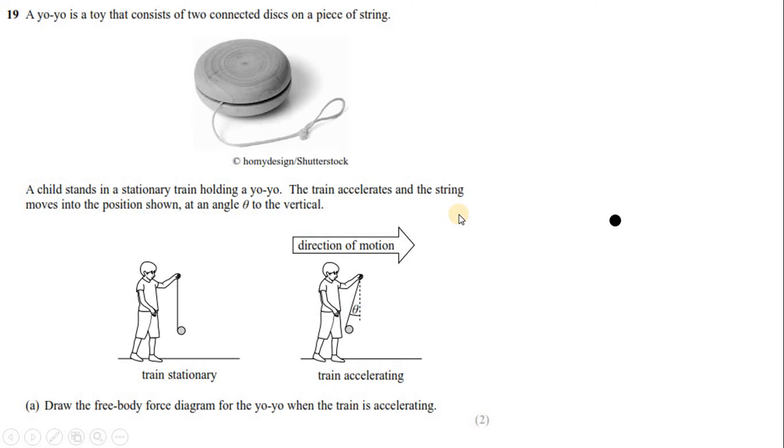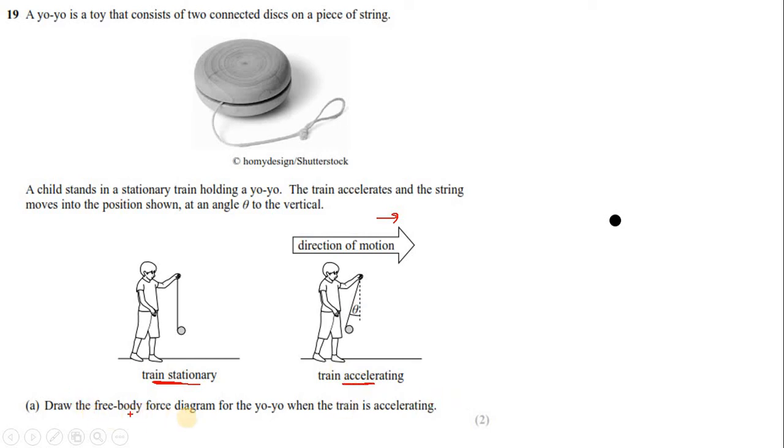Question number 19. A yo-yo is a toy that consists of two connected discs on a piece of string. This is a yo-yo. A child stands in a stationary train holding a yo-yo. The train accelerates and the string moves into the position shown at an angle theta to the vertical. So this is the child holding the yo-yo in a stationary train. Of course it should be vertical because the train is not moving. As the train accelerates in the given direction, the new position of the yo-yo is shown here with angle theta. So the train is accelerating here.